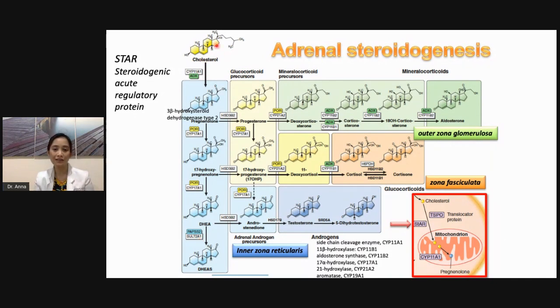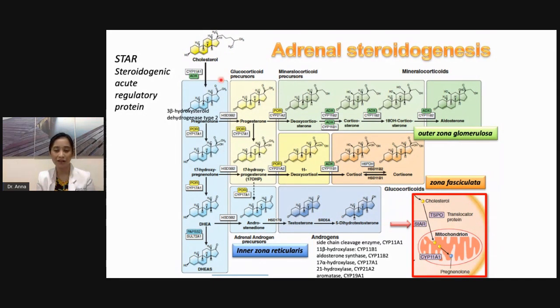So after your cholesterol enters your inner mitochondrion, it can go this way or this way or this way, depending on the layer of your adrenal cortex. So the presence of certain enzymes in the particular layer will dictate which hormone will be secreted. So for example, in the zona glomerulosa, the predominant enzymes here are these enzymes. So therefore, the end product will be your aldosterone. And so on and so forth in this layer.